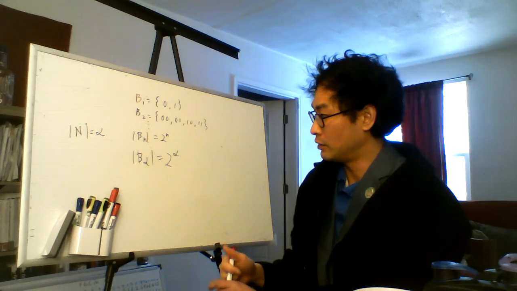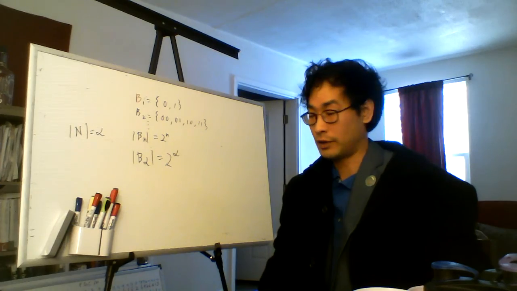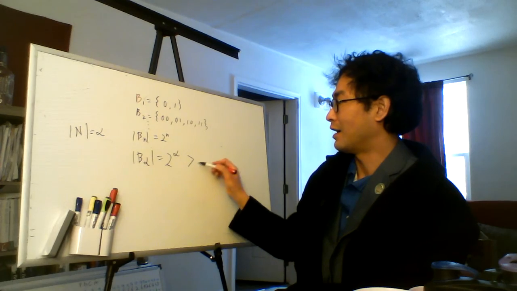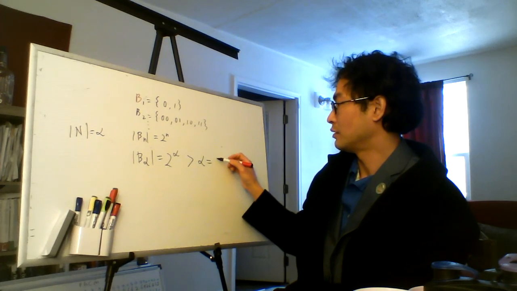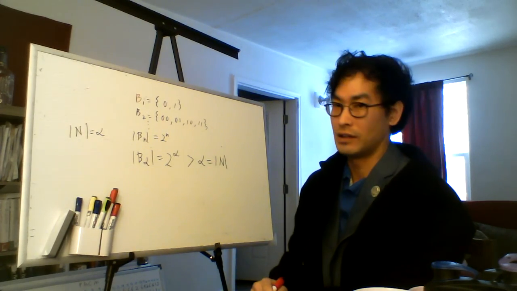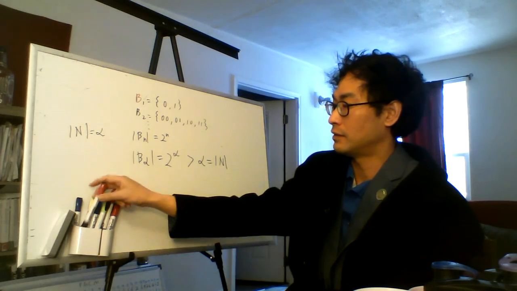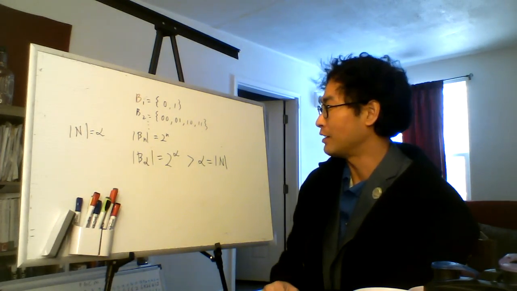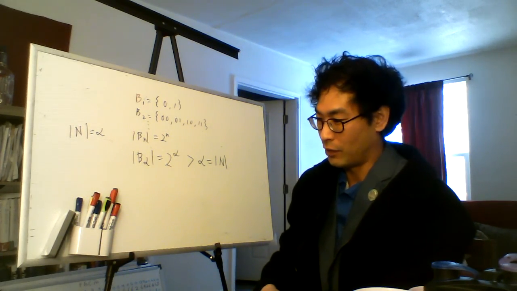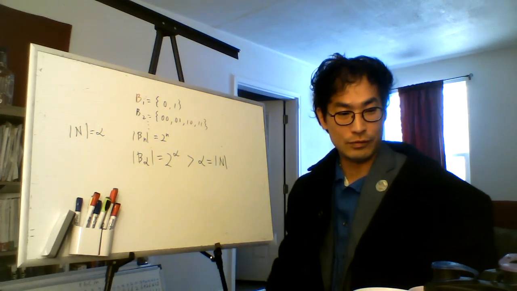Very good. Of course, that's bigger than alpha, which is the cardinality of natural numbers. Now we know what it is. This is a fairly significant result. And it took us a long while to get here. We didn't have to derive that kind of bulky formula, but we got it, all right?